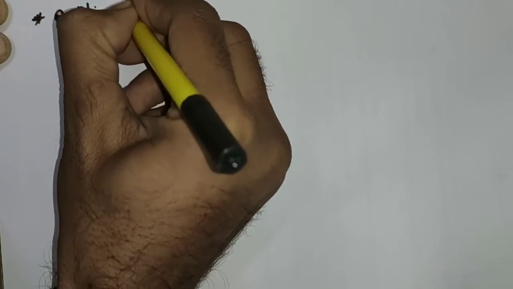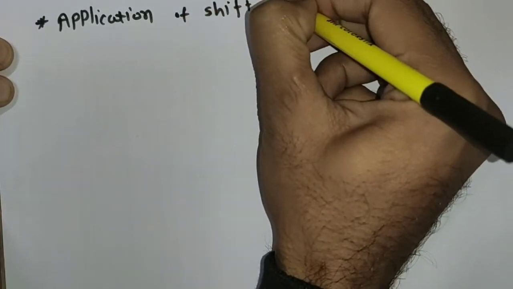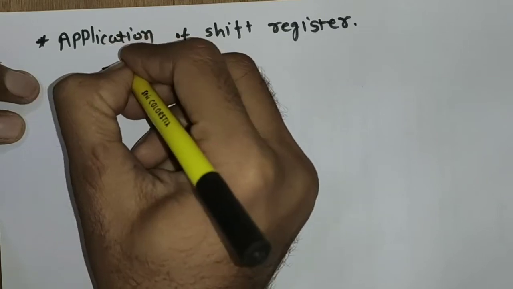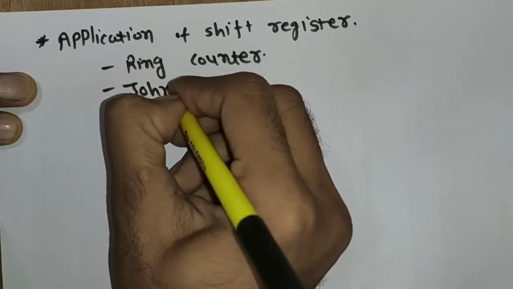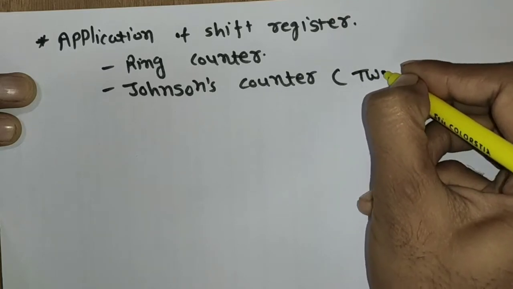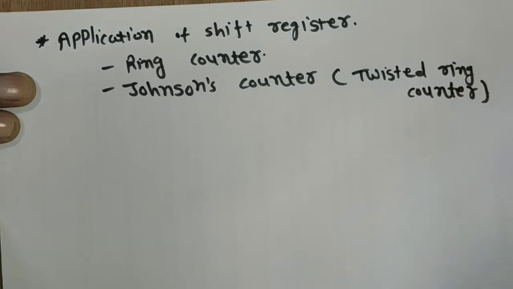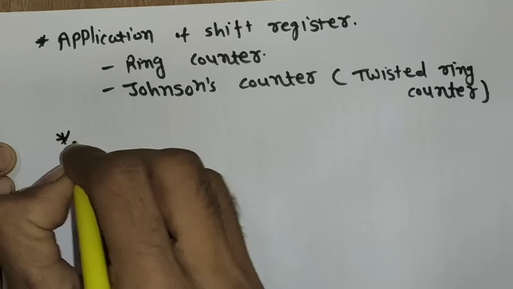Applications of shift register. Basically, we can utilize two types of shift register applications. One is known as a ring counter, and the second one is known as a Johnson counter. The Johnson counter is also known as a twisted ring counter. So these are the two basic applications of the shift register. The first is the ring counter and the second is the Johnson counter. Now we will start with the ring counter.